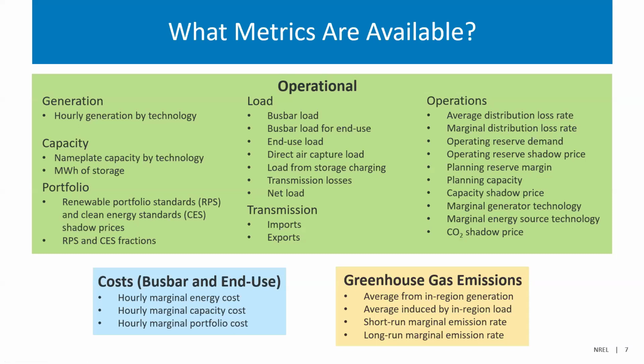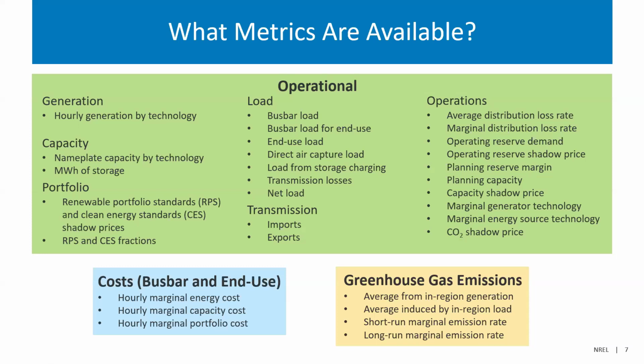The top green box are operational metrics, is just the general category that I call this. So things about generation capacity, things describing renewable portfolio standards at the state level, different metrics for load, demand on the electric grid, transmission, operations, just descriptions of things like loss rates and whatnot. So a bunch of different metrics there. In the green category, there's also marginal costs, hourly marginal costs, energy capacity and portfolio costs, and then various types of metrics describing the greenhouse gas emissions intensity of the electric grid.